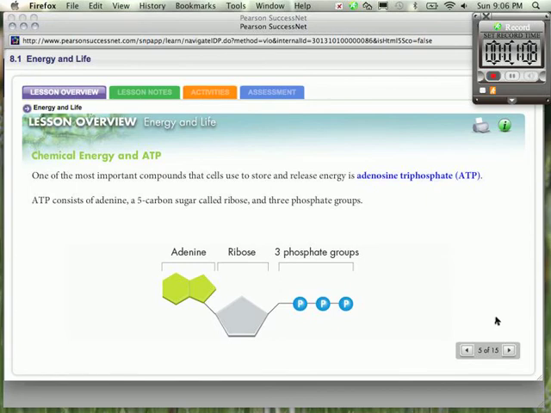ATP consists of adenine, a 5-carbon sugar called ribose, and 3 phosphate groups.